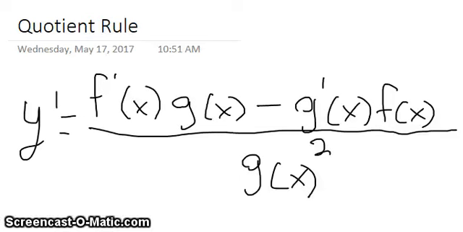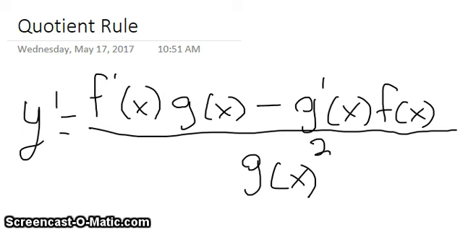So this video is going to talk about the quotient rule. Now the quotient rule is used for determining the derivative of a function that is divided by another function. These two functions are going to be called f of x and g of x. F of x is going to represent the function in the numerator, while g of x will represent the function that is in the denominator.